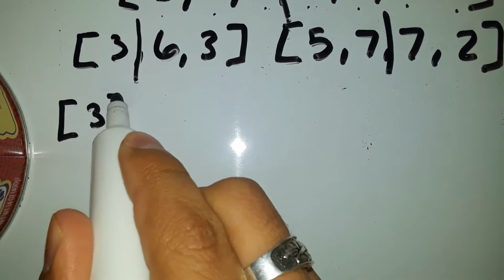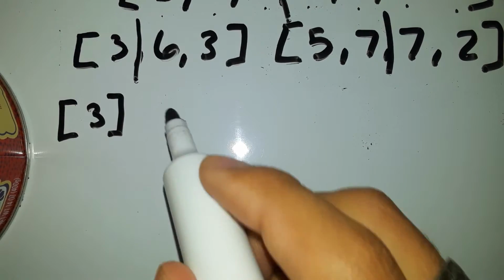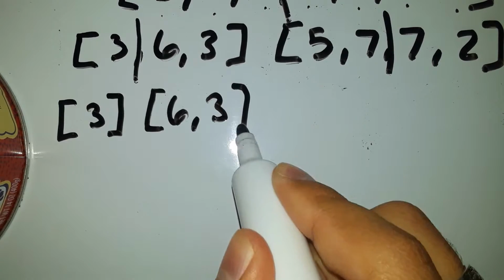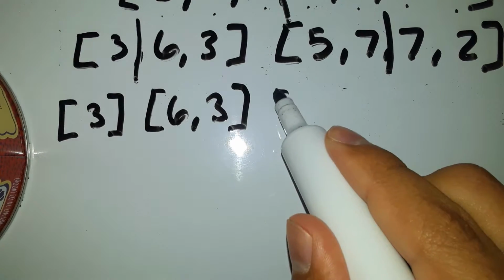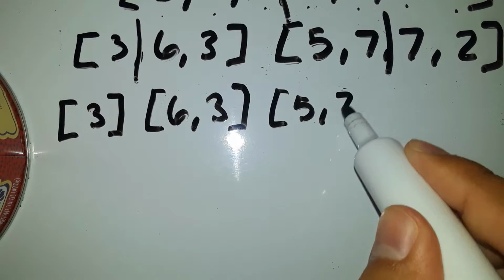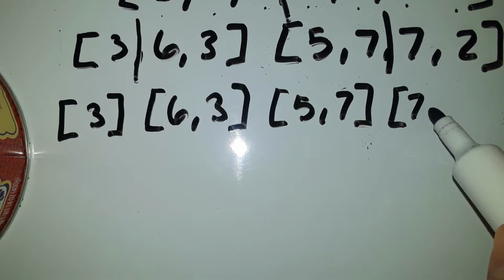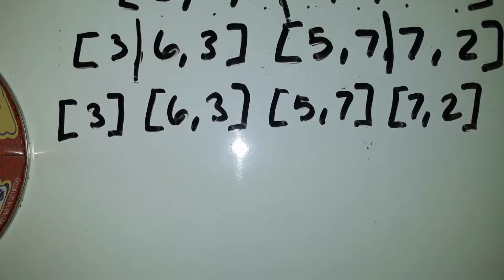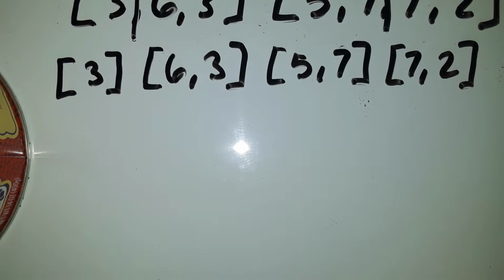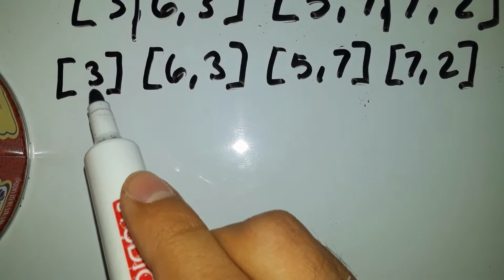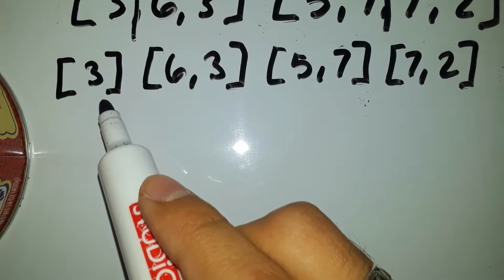So we have the 3, which is by itself now. And then we have the 6 and the 3. And then we now have the 5 and the 7. And then we also have the 7 and the 2. Okay. So now what happens is this does not need to be broken down anymore because it is just 1, right? And that's where we said we're going to stop.